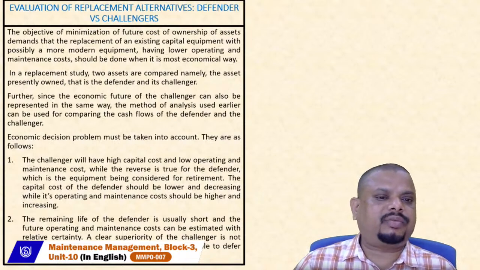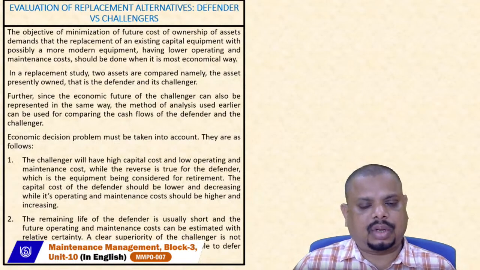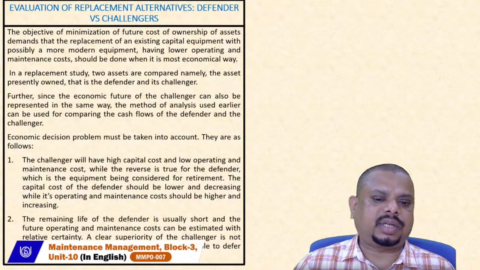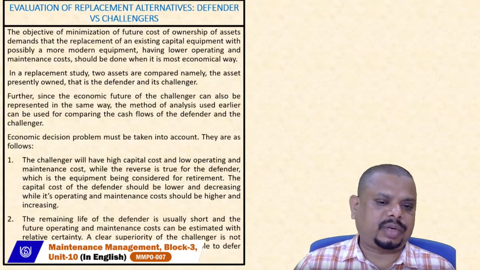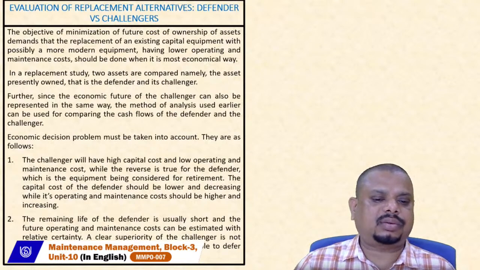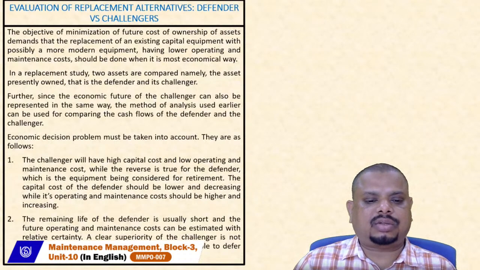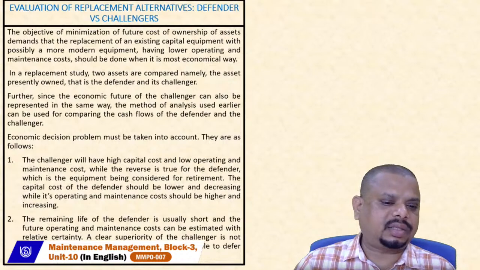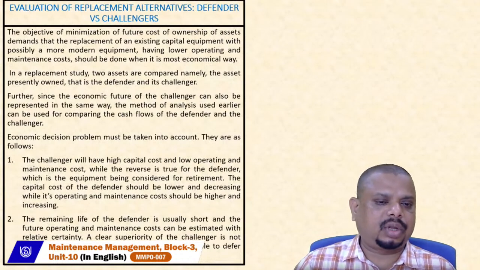So the challenger basically focuses on higher capital or higher, more expensive equipment cost. They can go for decreasing the operating as well as maintenance cost. But in the case of the defender, they must consider which equipment should be retired, and the maintenance and operating cost should be higher or increasing depending upon the aging factor of the machine and equipment.